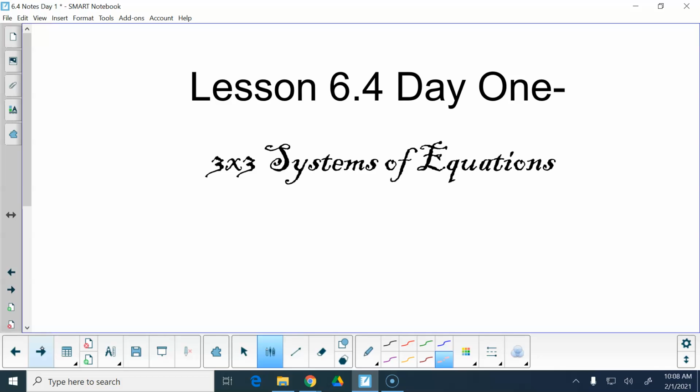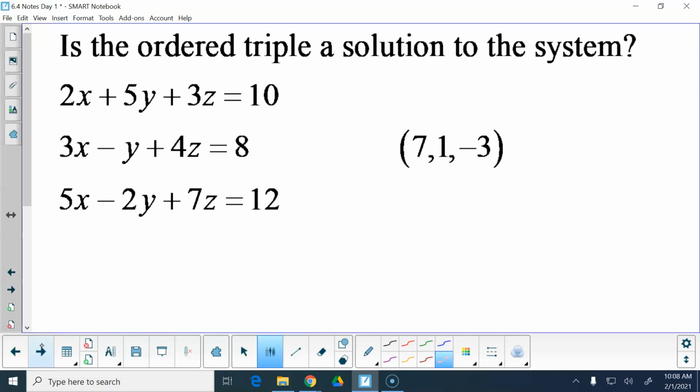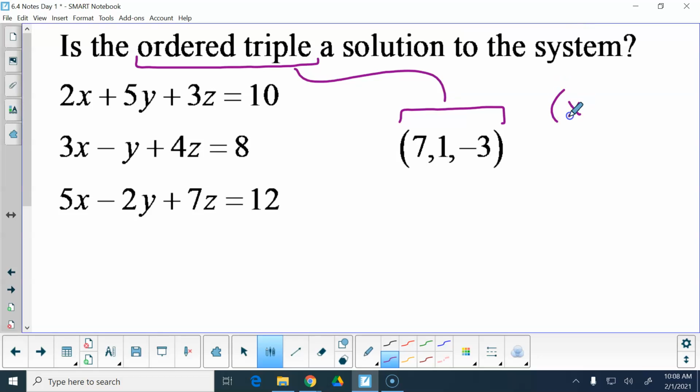All right. Okay. We're going to talk about 3x3 systems of equations. So that's 3 equations with 3 unknowns. So now what we have is something called an ordered triple. And an ordered triple looks like a point, but it's got 3 parts to it now. And it's of the form x, comma, y, comma, z, or alphabetical order still, just like in a point.